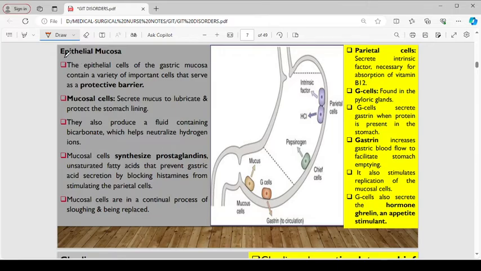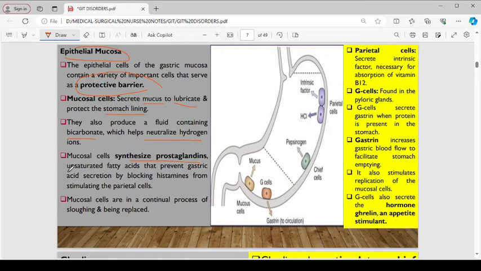So narrowing down to the mucosa, we have the epithelial mucosa. The epithelial cells of the gastric mucosa have a variety of important cells, and all these cells serve as a protective barrier. So we start with the mucosal cells. These cells are responsible for producing and secreting mucus, which is very important in lubricating and protecting the stomach lining. They also produce a fluid containing bicarbonate, and this bicarbonate will help neutralize hydrogen ions due to the presence of the HCl. Mucosal cells also synthesize prostaglandins.